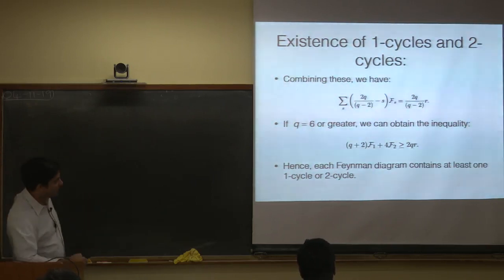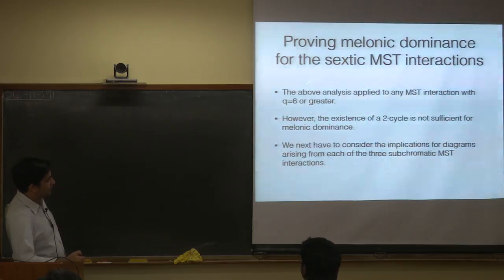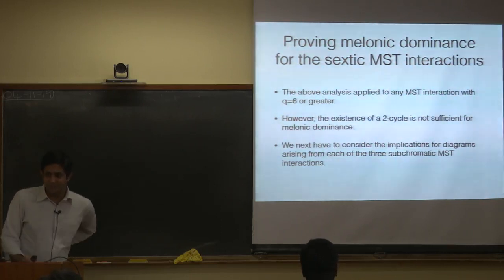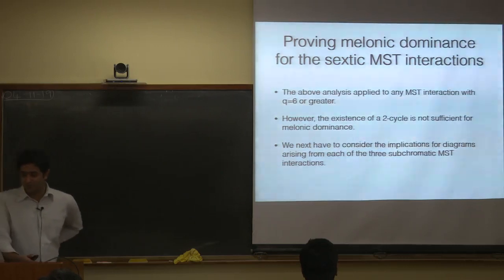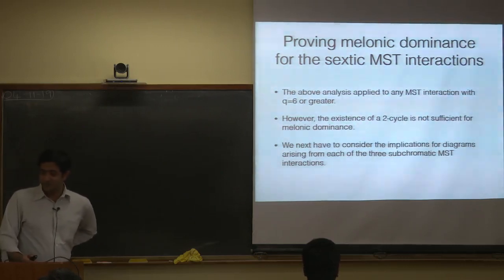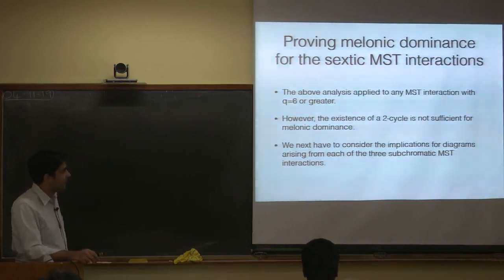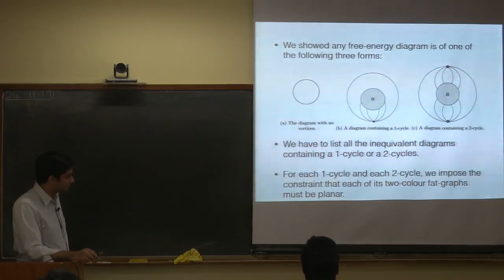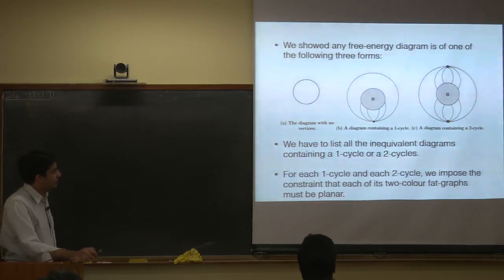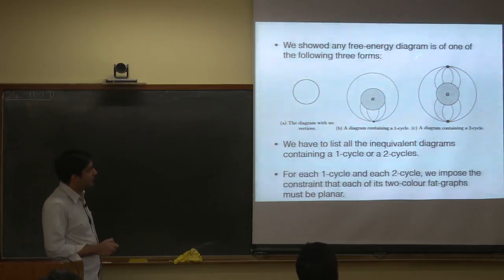Okay, but this applies also to any MST interaction with q equals 6 or greater, so it's not enough to show melonic dominance. So we next have to consider the implications for each of the three interactions. So the recipe is as follows. We know that any free energy diagram is of one of the following three forms.